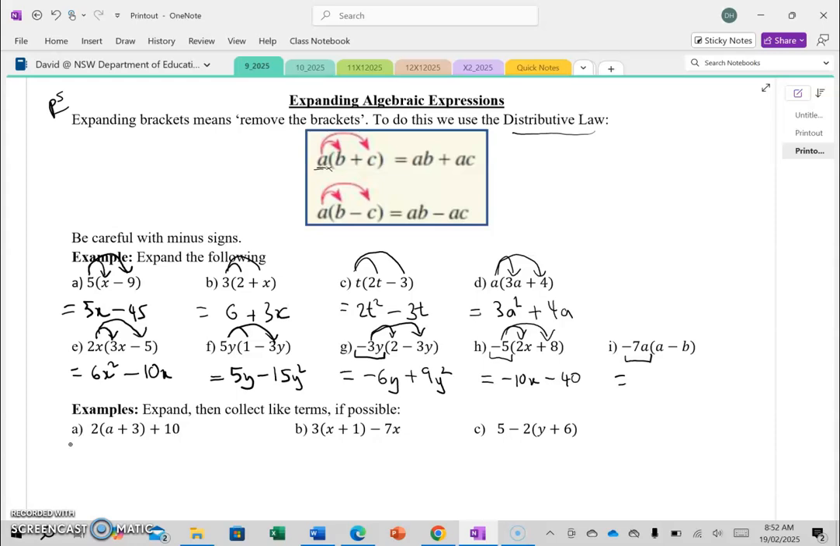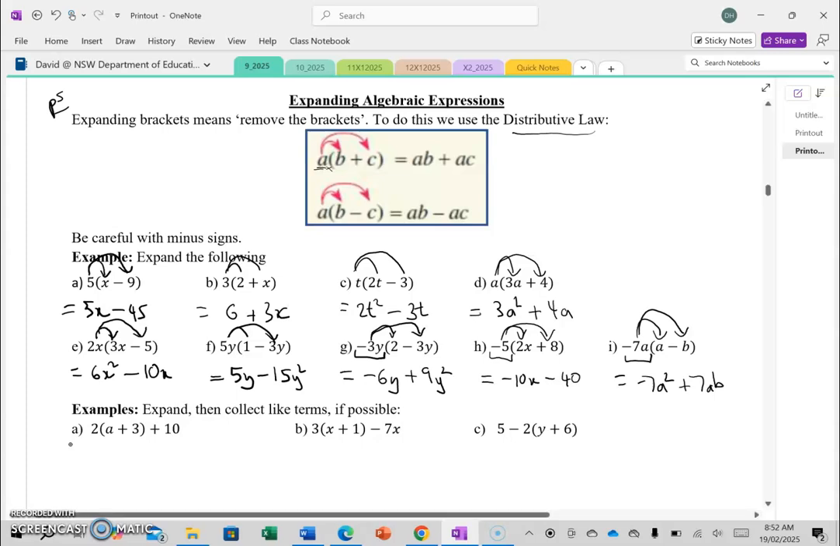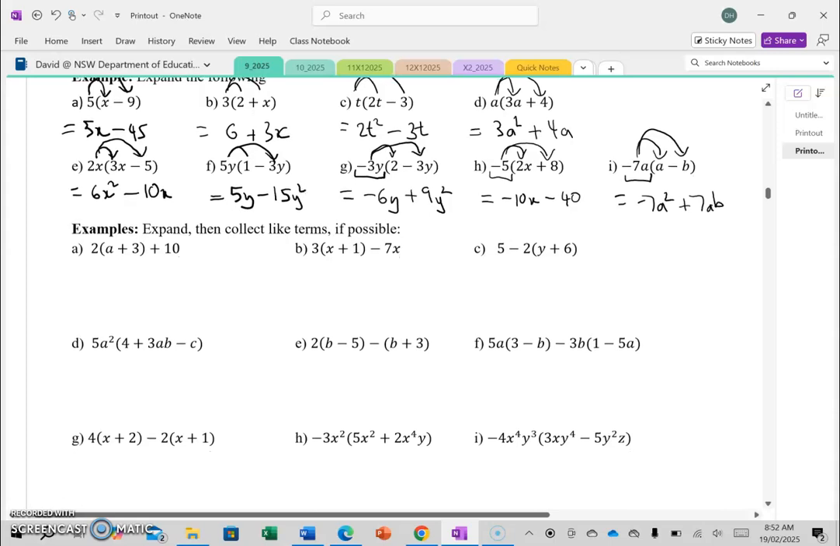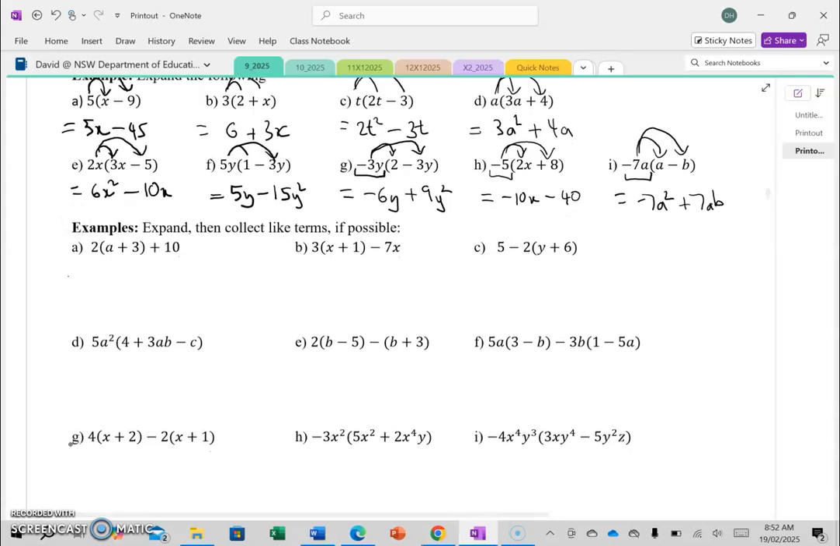Okay, another one we're timesing by negative 7a. Negative 7a times a is negative 7a squared, and a negative times a negative makes a positive, and that'll be 7ab. Alright, that's expanding. Now we'll do a couple where we expand and collect any like terms. That 2 will affect both guys inside the bracket. The 10 is outside the bracket, so it doesn't get multiplied by 2. Okay, collecting like terms. We always simplify our expression if possible. We get 2a plus 16 as the final answer.